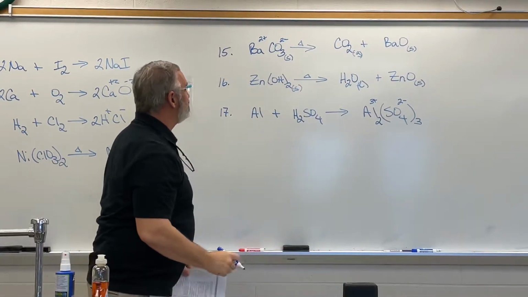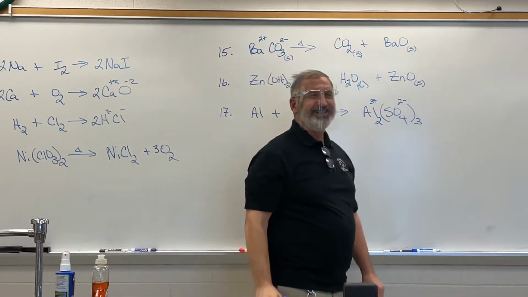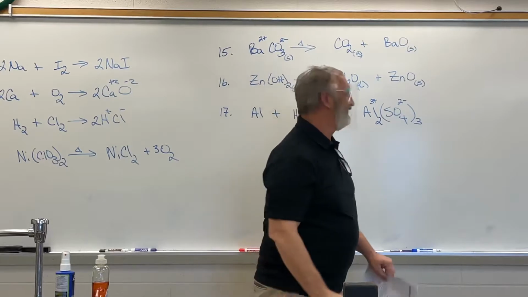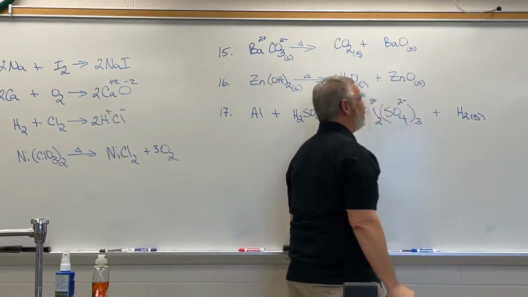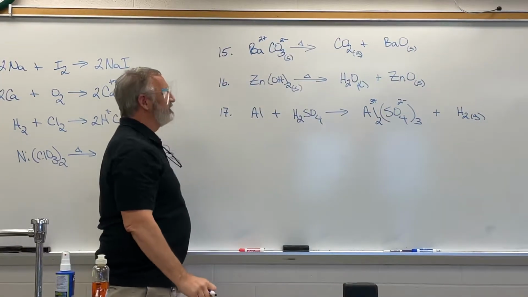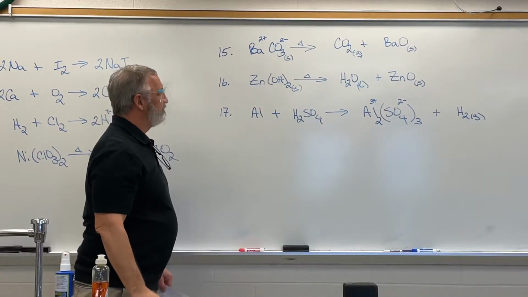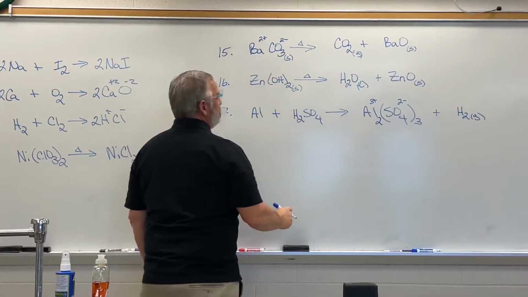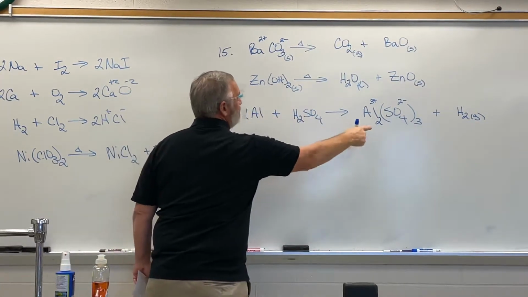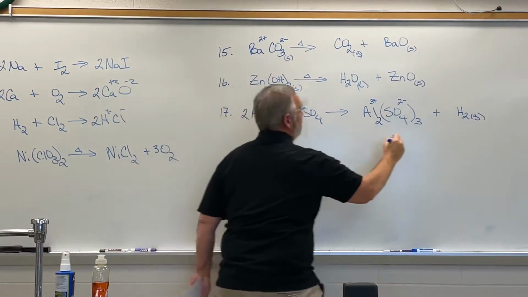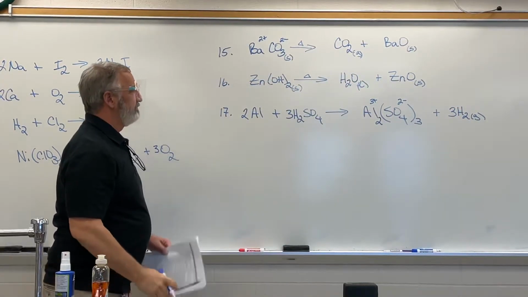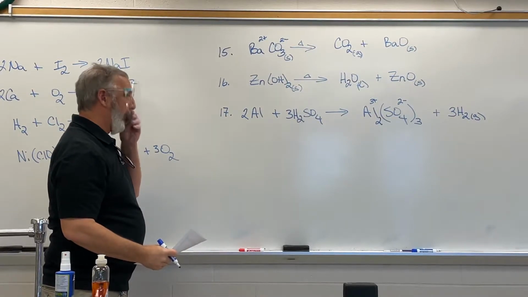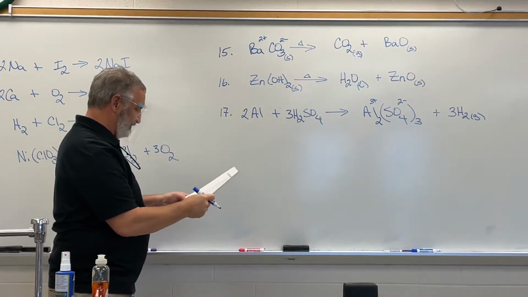Okay, aluminum sulfate plus what's my other product? Hydrogen gas, so now we have to balance this bad boy. Put a 2 on the aluminum. Put a 3 in front of the H2SO4, I need 3 sulfates, and then put a 3 for the hydrogens. Oh, aluminum. Dang, I was close.